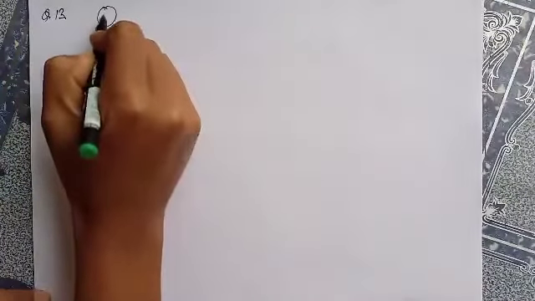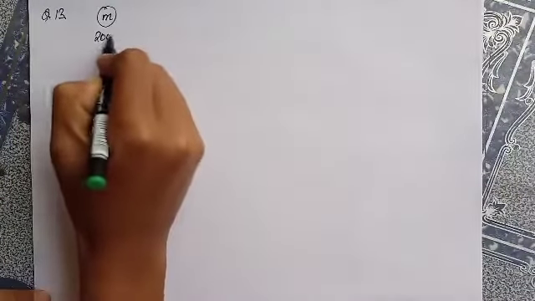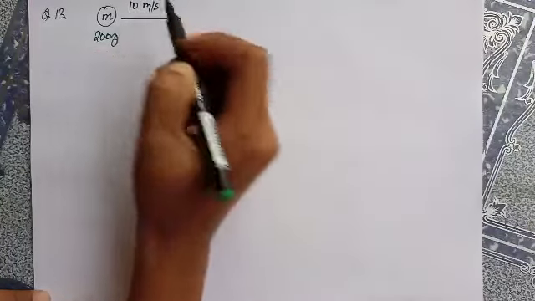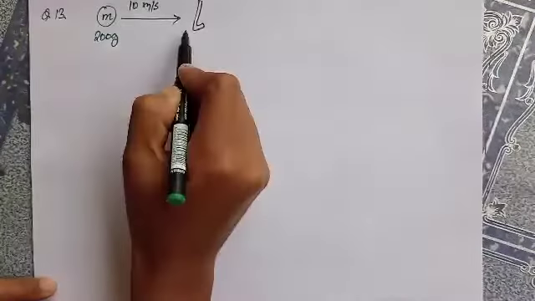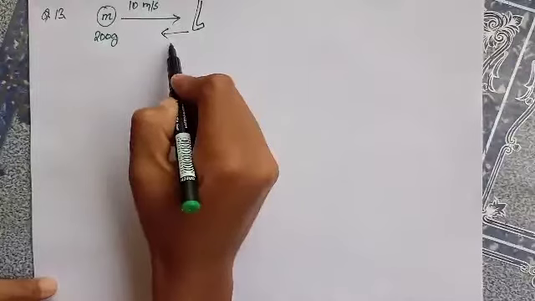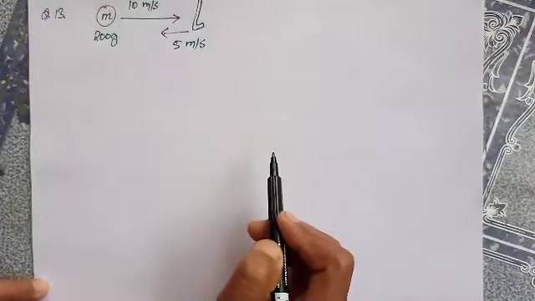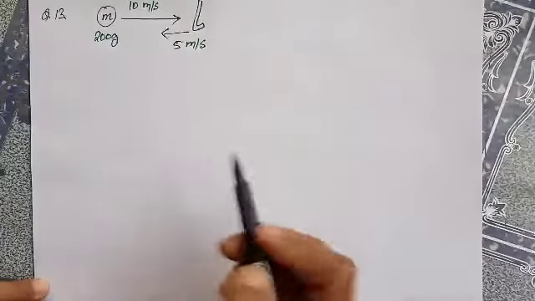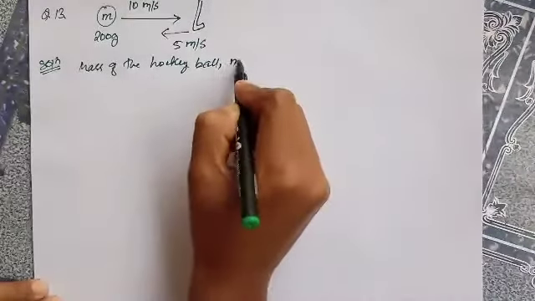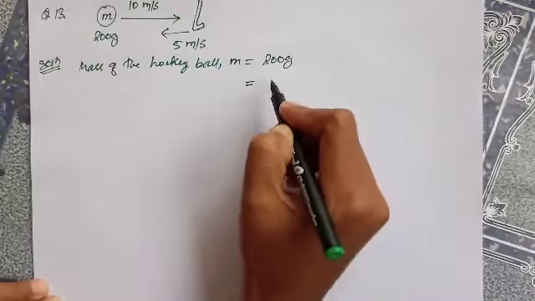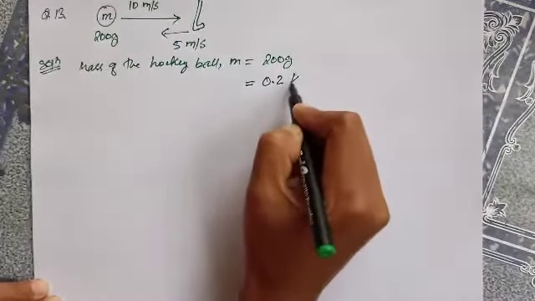Question number 13. So here we have a hockey ball of mass 200 gram traveling with a velocity of 10 meter per second and strikes the hockey stick and strikes back in the opposite direction with a velocity of 5 meter per second. So here we are going to calculate the change in the momentum. Mass of the hockey ball m is equal to 200 gram. If we convert it into kg, then we will get 0.2 kg.